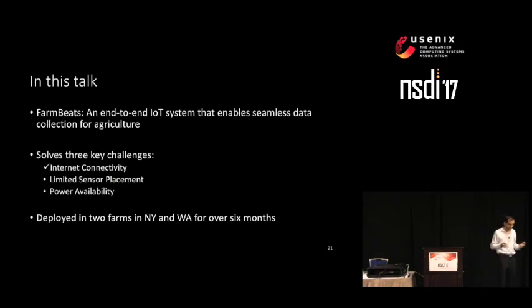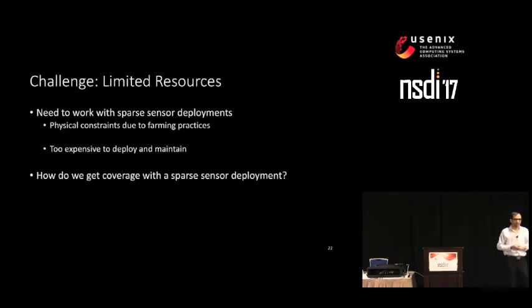So let's talk about a second challenge, which is the sparse deployment of sensors. As I told you before, we would ideally want to deploy 1 sensor per square meter and get a fine-grained map of my field. Unfortunately, we can't do that because of physical constraints in the farm. So the question we want to ask is, how can we cover this large farm at a fine granularity with a small number of sensors?